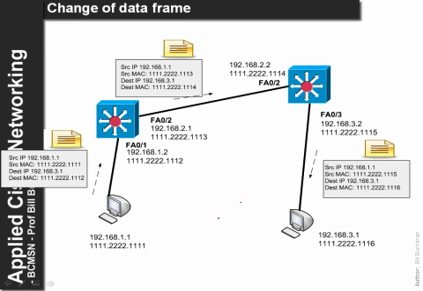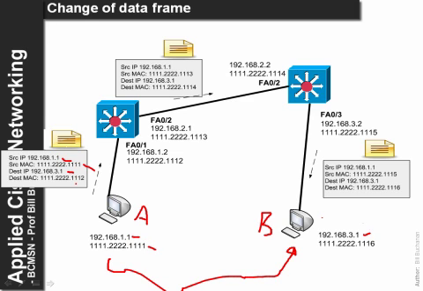Okay, so let's see a practical example of two nodes communicating with each other. The path is from this node, node A, to node B, and we'll see how the data frame actually changes. So initially, the destination address is given as 3.1 here, which is this node. The source address is obviously 1.1. The source MAC address will be this address, and the destination MAC address will be the default gateway port. In this case, it will be this port, this MAC address.